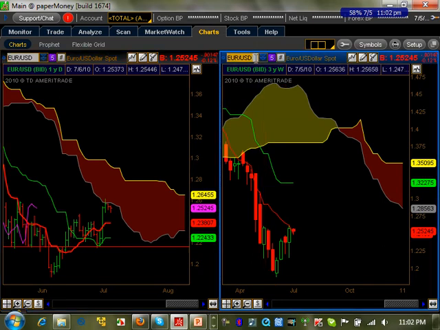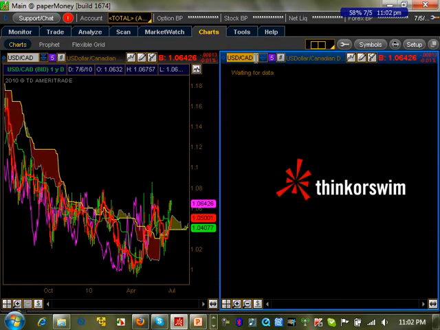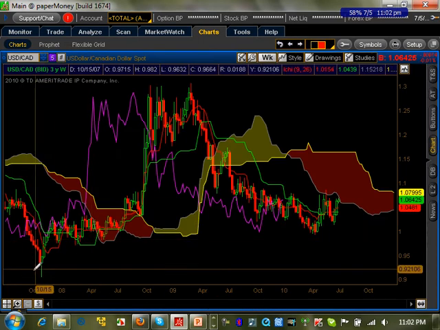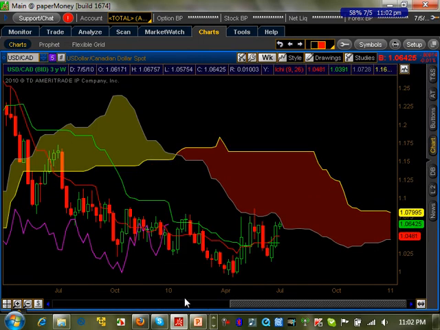Okay, so as we know from the dashboard, there really wasn't any opportunity with the Euro USD, but there was some, according to the dashboard, on the USD CAD. So let's go focus on the USD CAD. It was telling us there's a bullish opportunity.